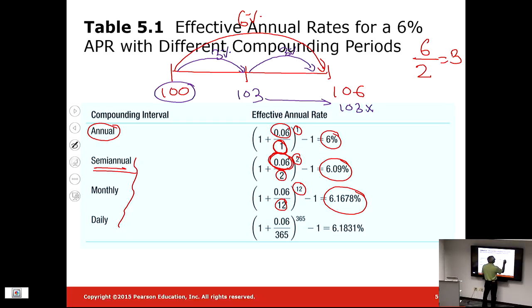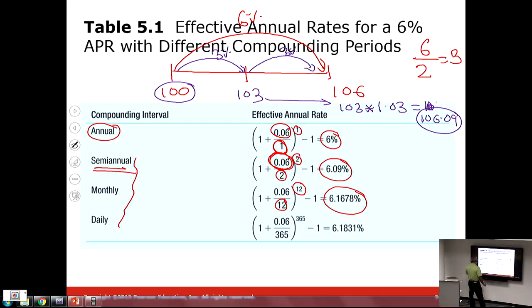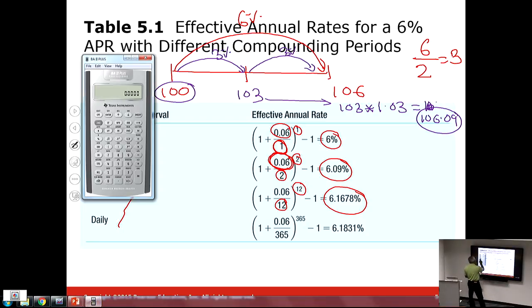It's 103 times 1.03, and that would be 106.09. Okay, we can try this out over here. So clear everything, second, clear TVM. If I use 100 as my present value, 2 is my N, 3 is my IY, and I compute future value, it is 106.09.